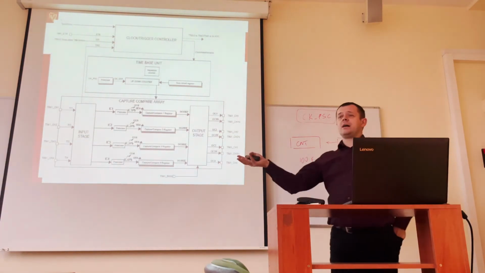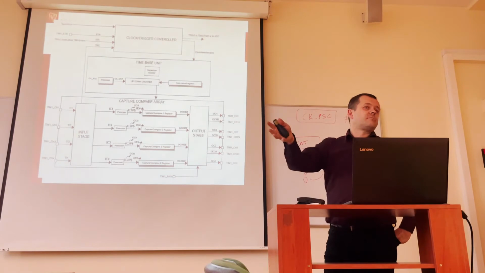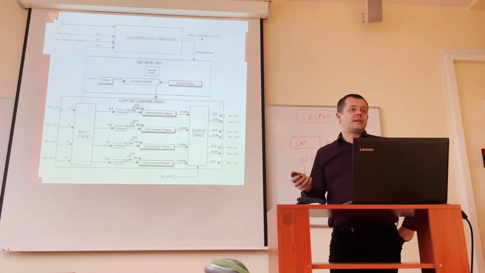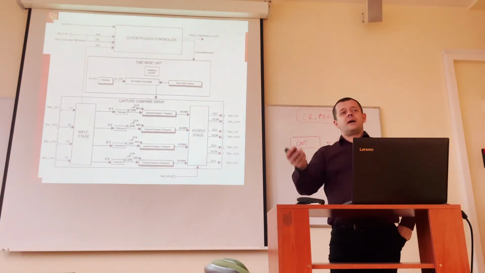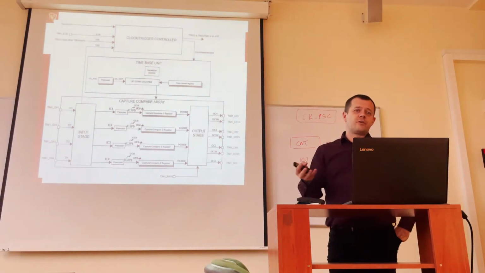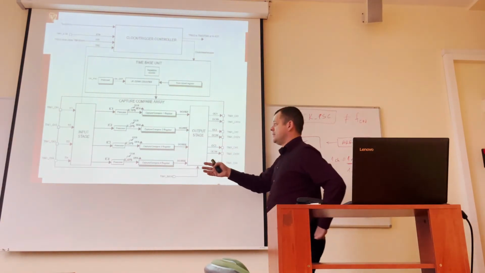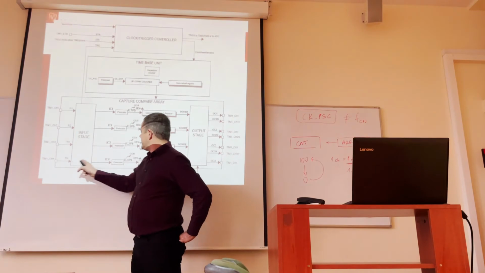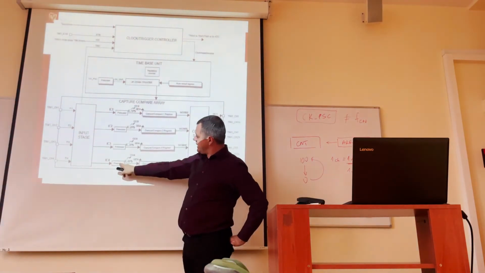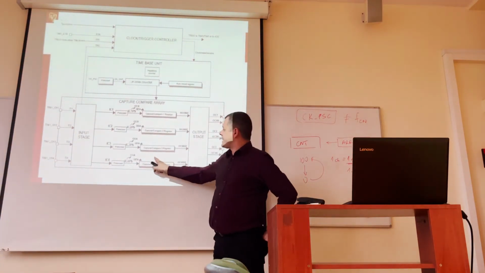For example, we can count passengers coming in on some bus, let's say. Every time a passenger comes in or crosses some line, we have one pulse here. And then we count these pulses. We can prescale it down, but we don't need to. We just count these pulses.